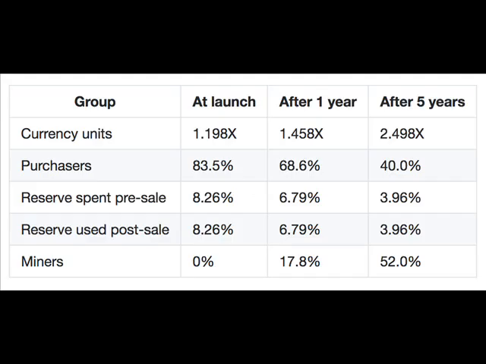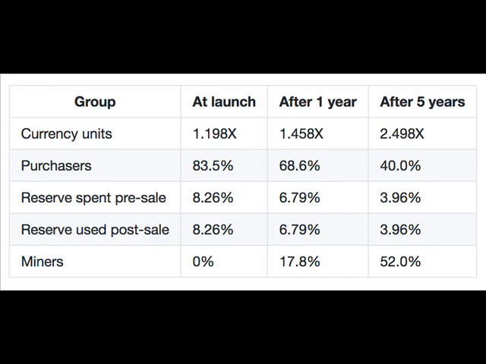Currency units: at launch, 1.198 times; after 1 year, 1.458 times; after 5 years, 2.498 times. Purchasers: at launch, 83.5%; after 1 year, 68.6%; after 5 years, 40.0%. Reserve spent pre-sale: at launch, 8.26%; after 1 year, 6.79%; after 5 years, 3.96%.